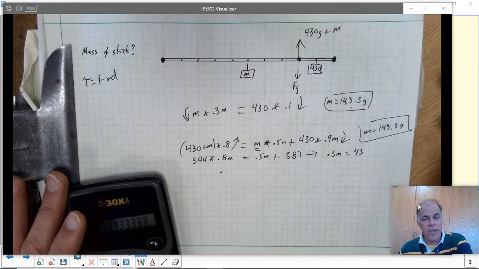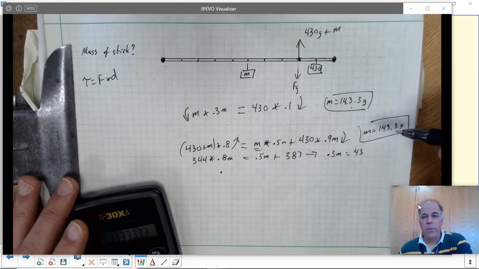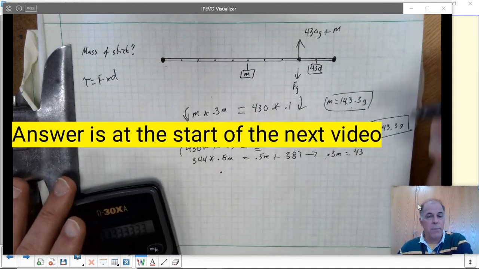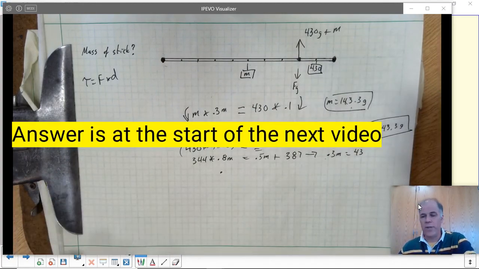Okay, so pause it, come back, and we will, well, I'll show it to you. So it'll be here when you come back. But pause it, try to solve that problem, and then we'll see it. Okay?